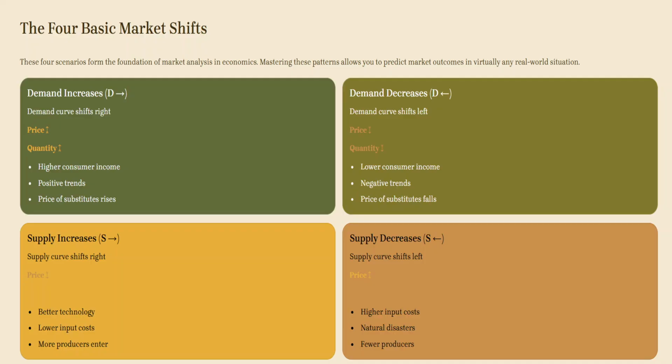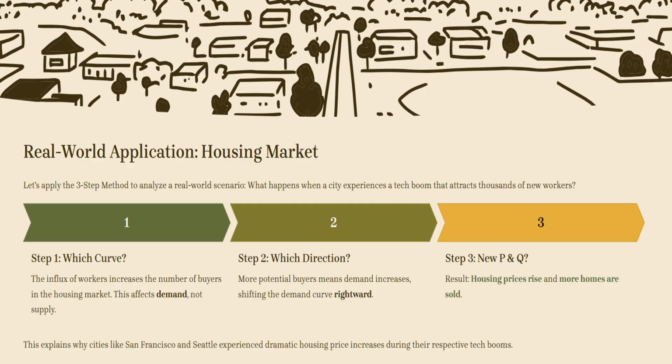Let's apply the 3-step method to analyze another real-world scenario. What happens when a city experiences a tech boom that attracts thousands of new workers? Step 1. Which curve? The influx of workers increases the number of buyers in the housing market. This affects demand, not supply. Step 2. Which direction? More potential buyers means demand increases, shifting the demand curve rightward.